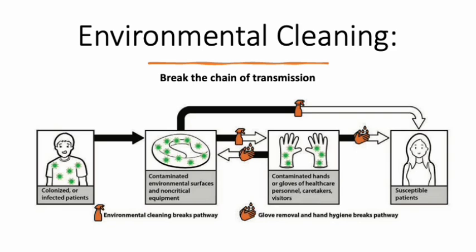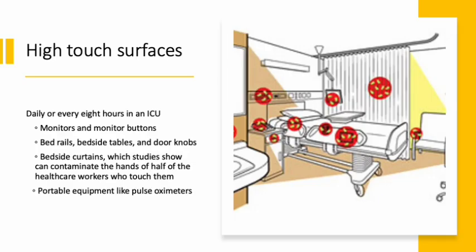Proper and frequent cleaning of the ICU environment is required to break this chain of transmission. High touch surfaces like bed rails, tables, door handles, monitors and bedside curtains should be disinfected at least twice daily and more often when soiled.